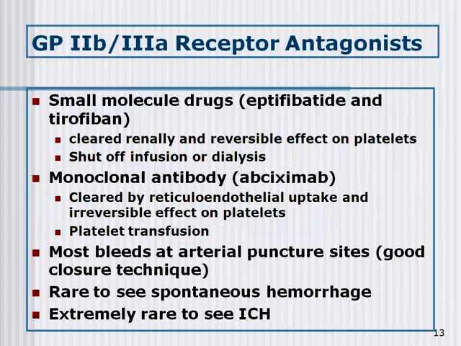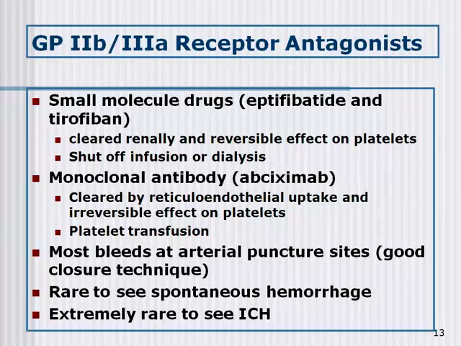Slide 13, the IV antiplatelet drugs, glycoprotein 2B3A receptor antagonists. These are the drugs that block the site where fibrin cross-links platelets. This is one of the final steps that occur in formation of platelet plugs in blood clots at the site of endothelial disruption. There are 3 of these drugs currently available.